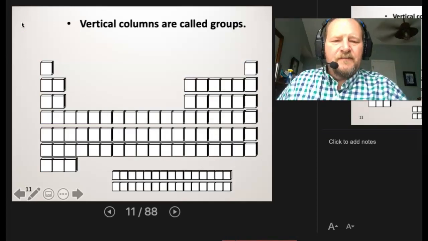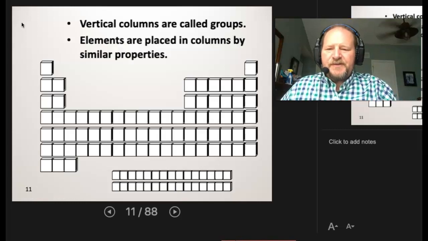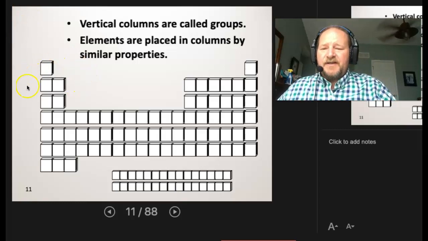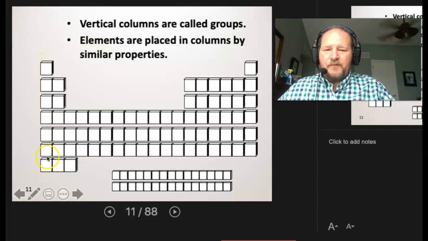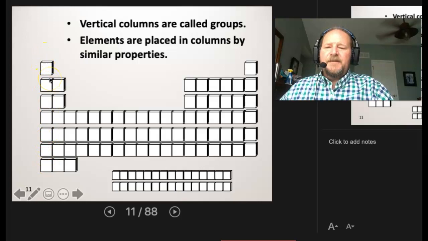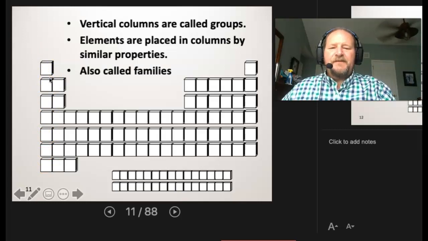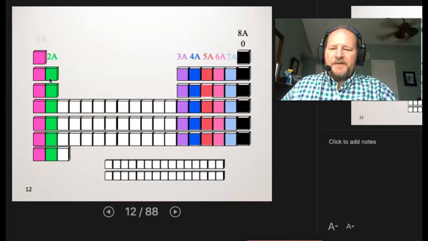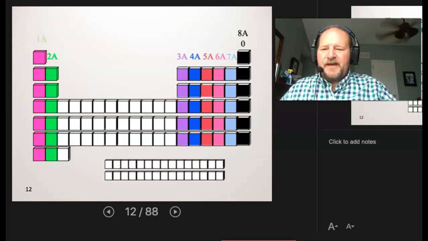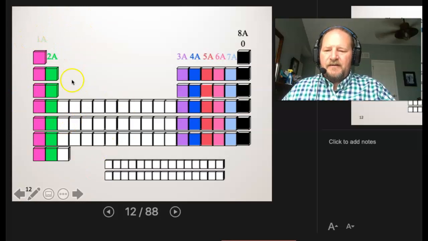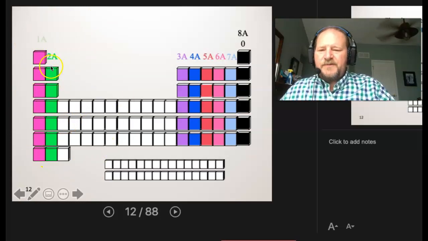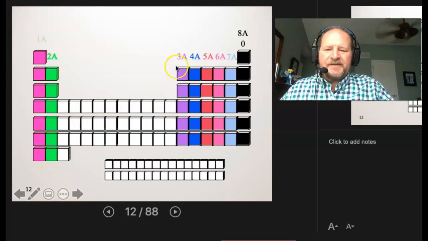All right. The vertical rows are called groups, okay, which are our columns. So groups run top to bottom. So this would be group 1, 1A, okay? They're also called families, and so you're going to have to know some family names. So the first way we're going to number them, and there are several ways we can do it, is sort of like this. We're going to say, okay, this is group 1A, right there. Here's group 2A. Now notice I'm going to skip all of this. I'm skipping all the way over.